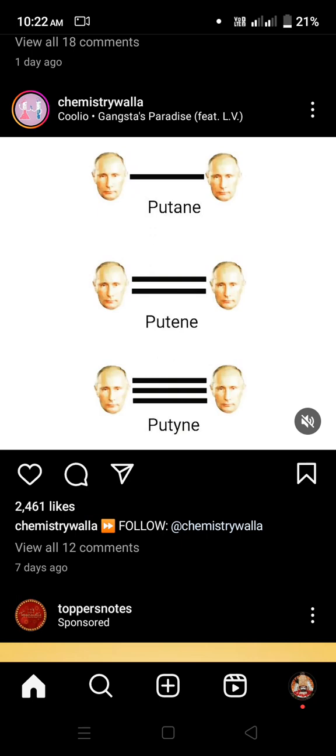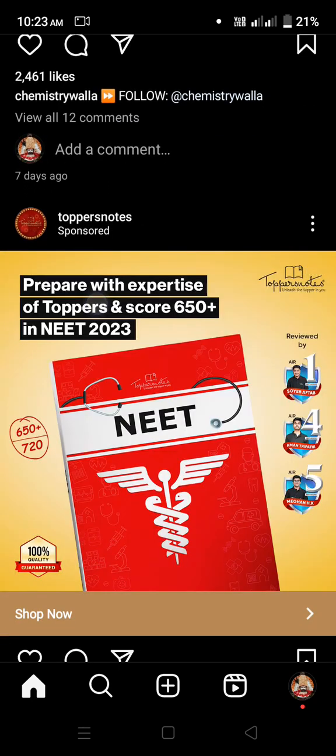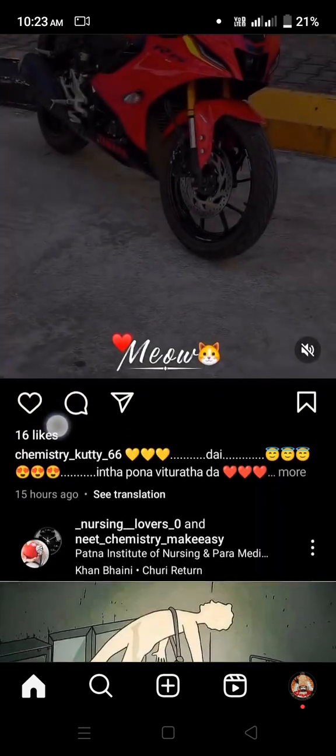Wait, any question about butane? In this butane, there is a single bond. When a double bond is there, then it becomes butene. When a triple bond is formed, it becomes butyne.